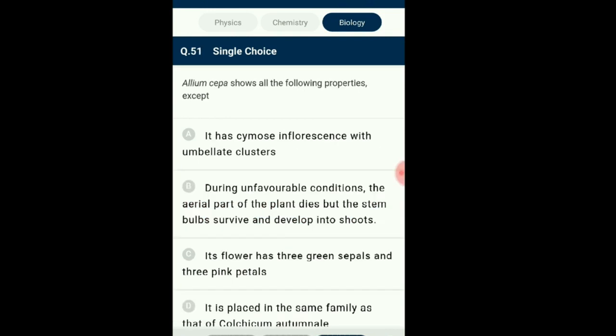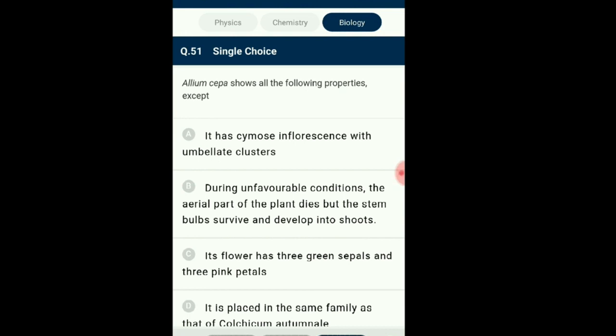Question number 51. Allium shows all the following properties except... Allium is onion. It shows cymose inflorescence with umbellate clusters. It consists of a number of short-stalked flowers, which spread from a common point like an umbrella. During unfavorable conditions, it forms fleshy structures called bulbs for storage of food in the scale leaves.